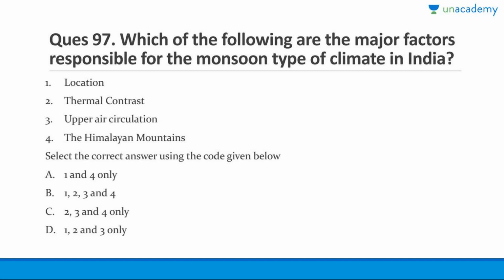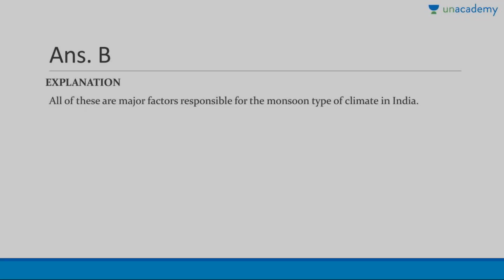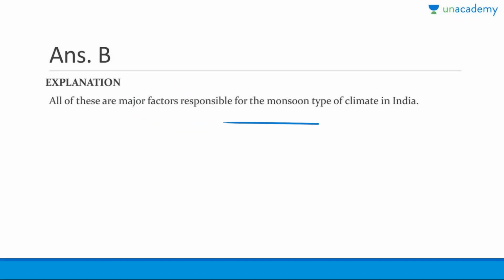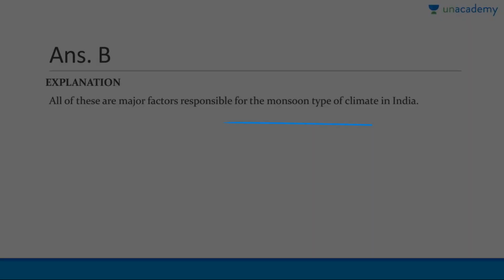Question number 97. Which of the following are the major factors responsible for the monsoon type of climate in India? Location, obviously. Thermal contrast, obviously. Upper air circulation, yes. Himalayan mountains, one of the biggest factors. Answer here is all of the above are factors. So answer is B, 1, 2, 3, 4. So all these are major factors responsible for the monsoon type of climate in India.